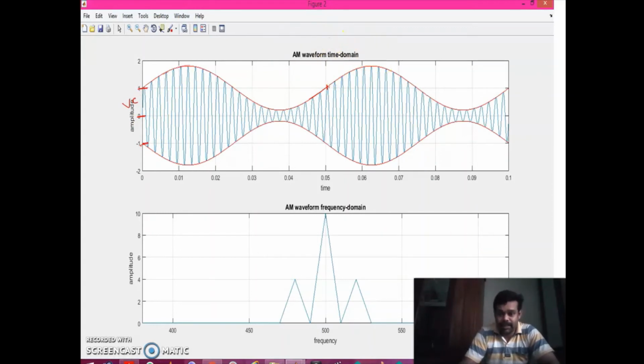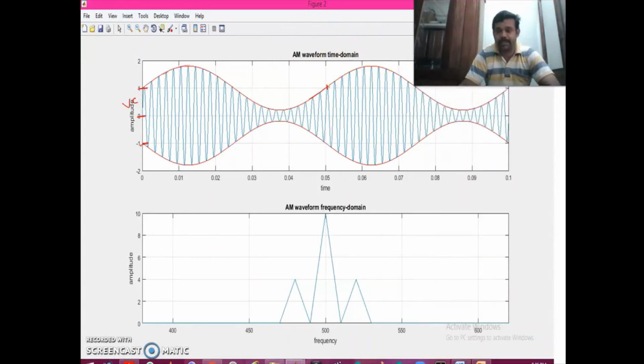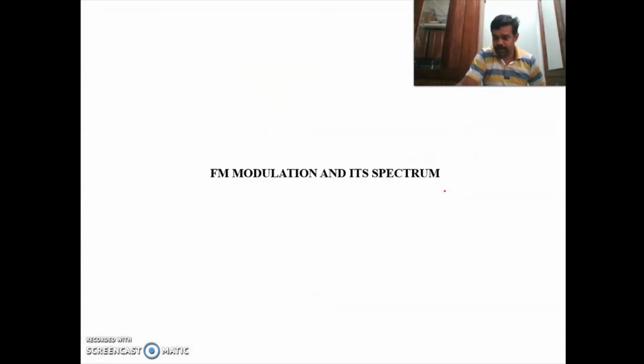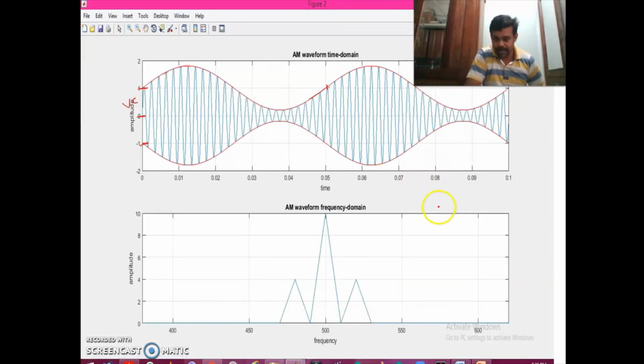Okay, next one is our spectrum. Please listen. In the spectrum, you'll be getting three values. One is FC, then FC plus FM, and FC minus FM. Your FC is 500 and your FM is 20. So you'll be getting FC plus FM as 520 and FC minus FM as 480.